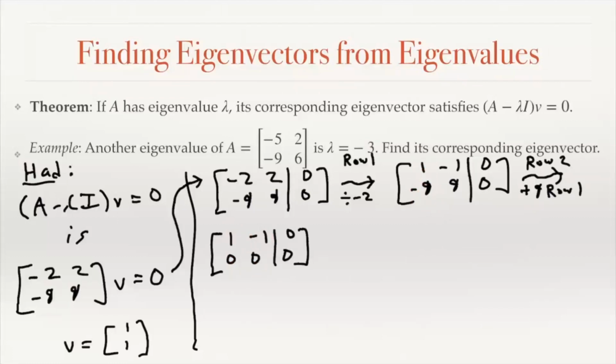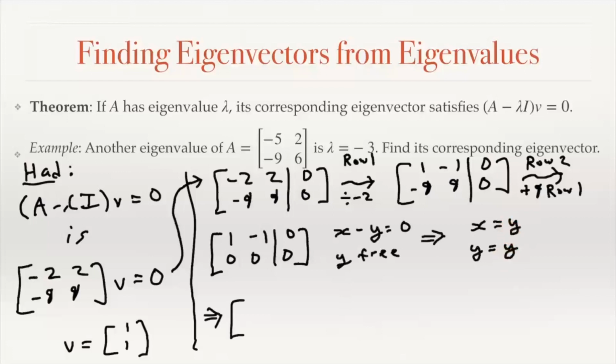So at this stage, just as before, when we were solving systems with infinitely many solutions, we would write out the system. This is x minus y equals 0. And the second equation says that y is free, 0 equals 0. And we write that as x equals y and y equals y. Remember, any free variable, you just say it's equal to itself, which is the same as (x, y) equals (y, y), pull out the y.